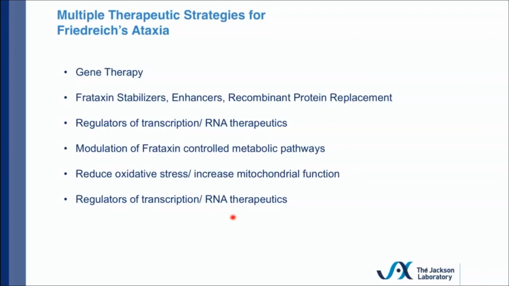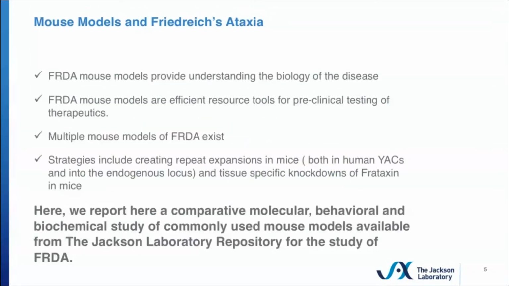So I think the good news for Friedreich's ataxia is that there's a lot of shots on goal. There's a number of different strategies that we can employ. And we really just need the mouse models to start looking at these. So the mouse models of Friedreich's ataxia have been both exceptional and challenging at the same time. We really want to understand the mouse model. We want to use the mouse models to understand the disease for sure.